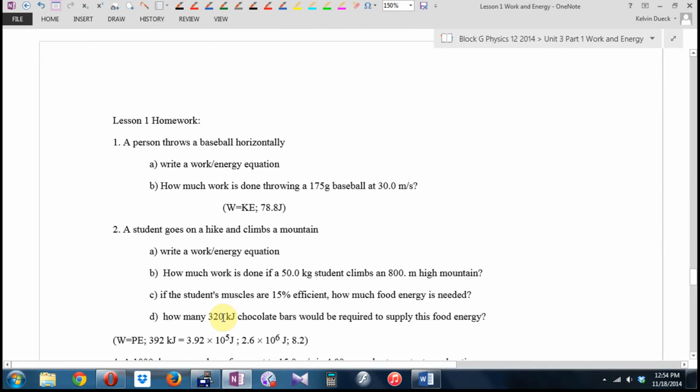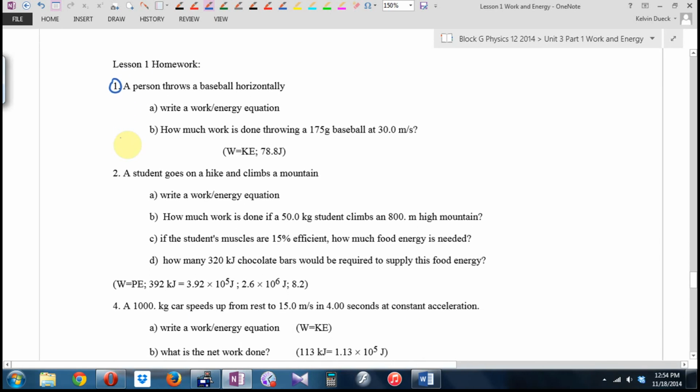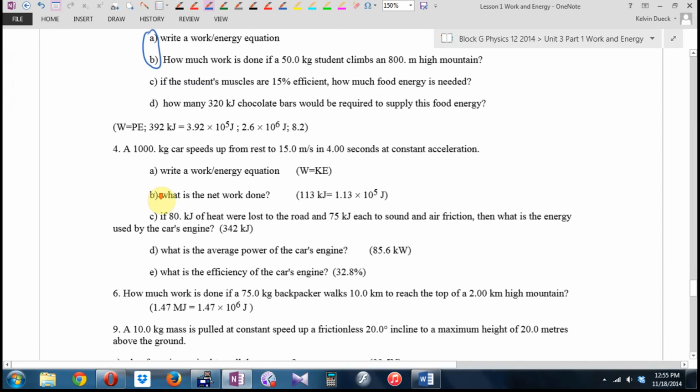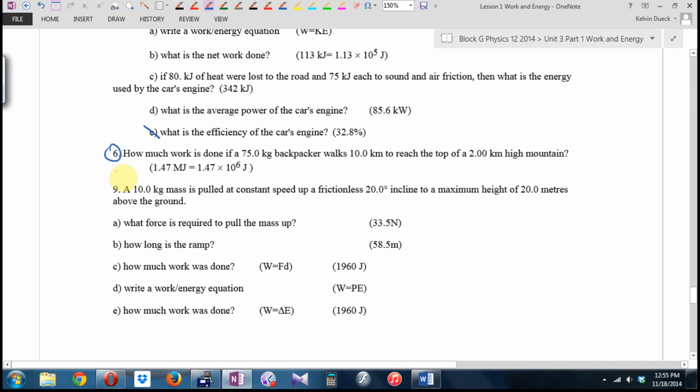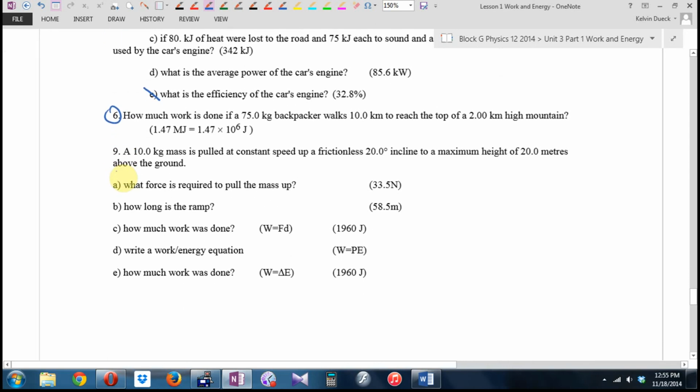It's your homework. Number 1, A and B. I haven't done efficiency yet. 4 is good, except can't do 4E. Six is good. Apparently I skipped 5. Nine is good.